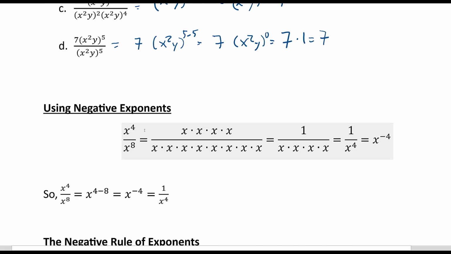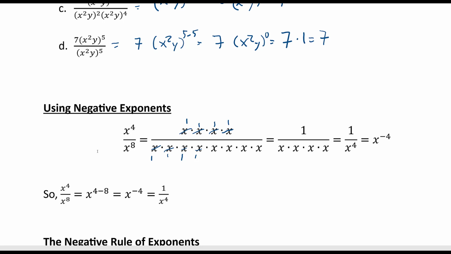Now let's talk about negative exponents. So if we have x to the 4th over x to the 8th, so we have 4 on top, 8 on the bottom, these would divide out. Let me put the 1s, because it doesn't just disappear, there's actually 1 there. So we have 1 over x to the 4th, which is x to the negative 4th.